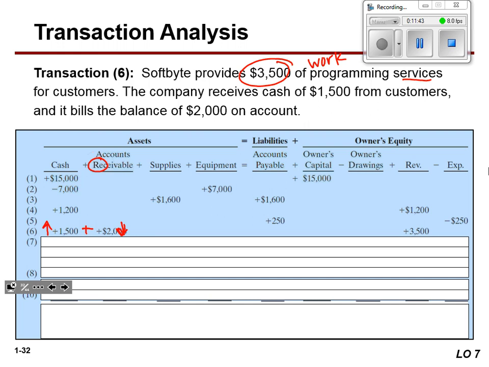So dual accounting, yeah, we've got at least 2 players here, but we even have a third because they decided, okay, well, we're going to give you a little bit of cash, but we're going to charge the rest. So do you see how sometimes you'll have 3 players instead of 2? The key there is that 1,500 plus 2,000 still equals 3,500.